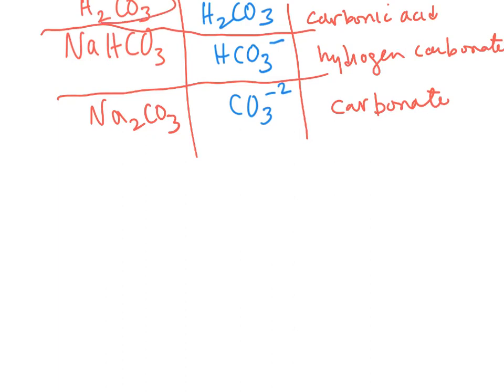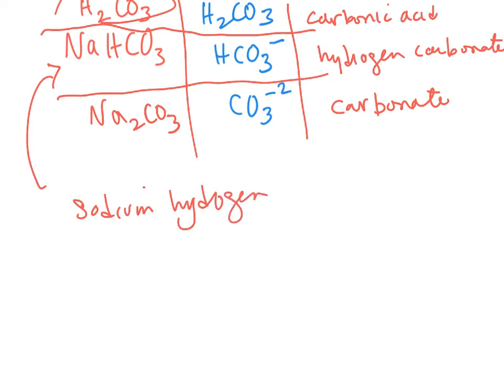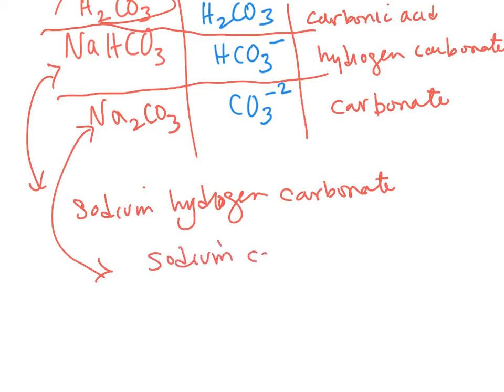This is the same here, carbonic acid. The name of this one would be sodium hydrogen carbonate. And the name of this one would be sodium carbonate. All right, so in other words, hydrogen carbonate is the name of the anion and carbonate there. Okay.